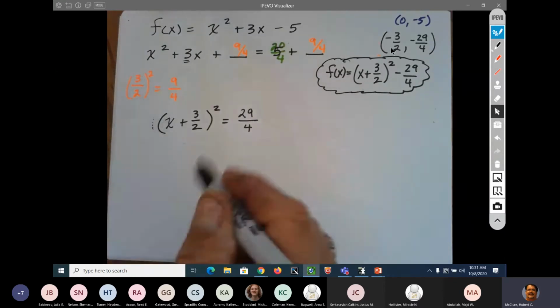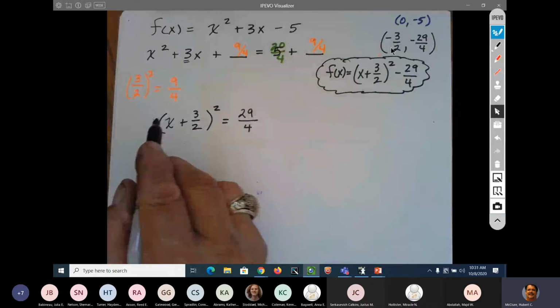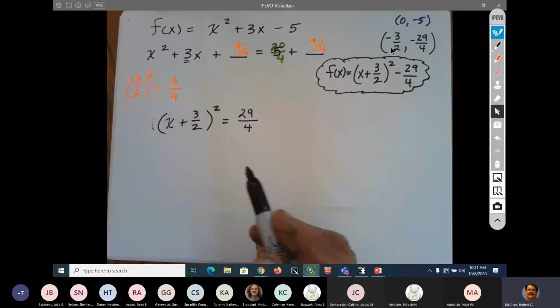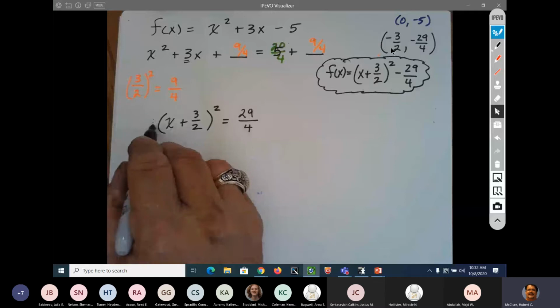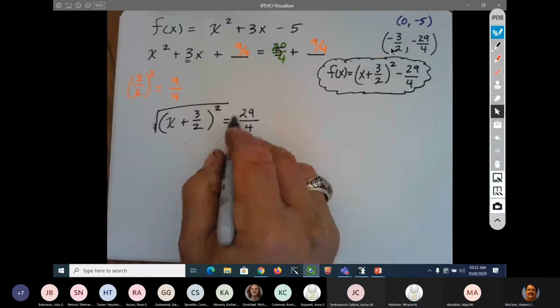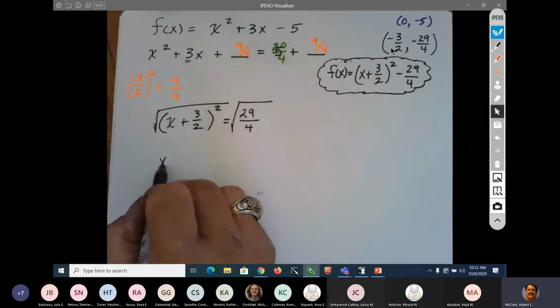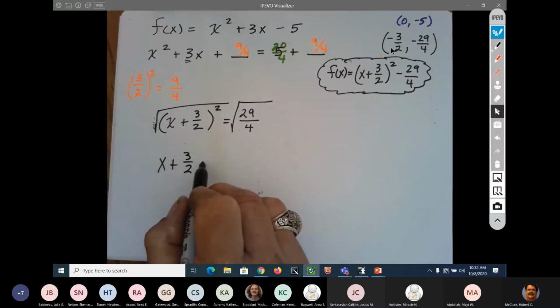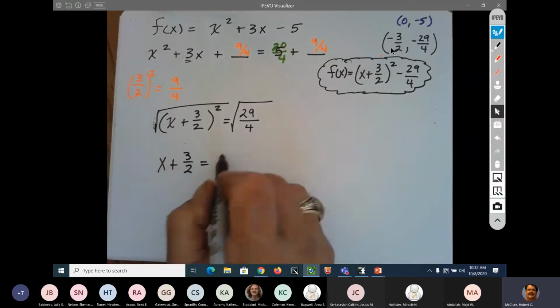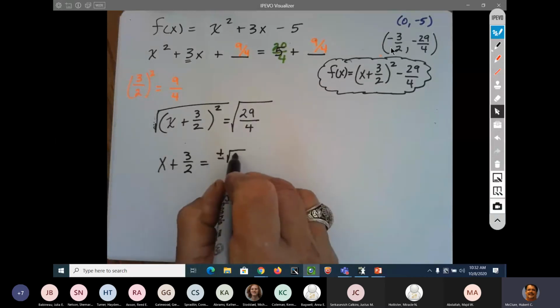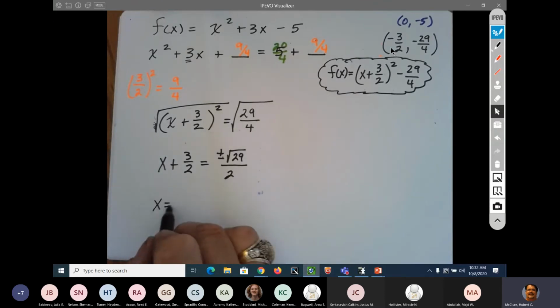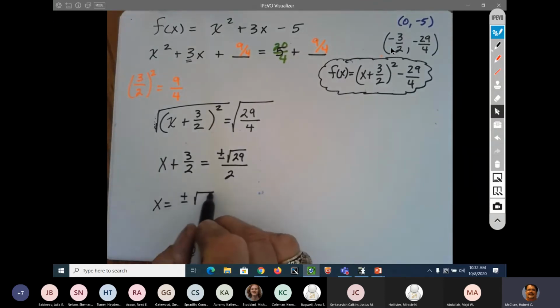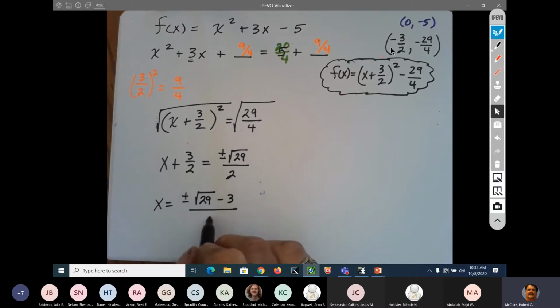Now, when we get to level 5 and 6, this is not going to be 1. It's going to be a 2. So it's going to make a difference. So I divide by 1 on both sides, and then I take the square root, and that's x plus 3/2 is equal to positive or negative square root of 29 over 2, and that's going to be x is equal to positive or negative square root of 29 minus 3 over 2.